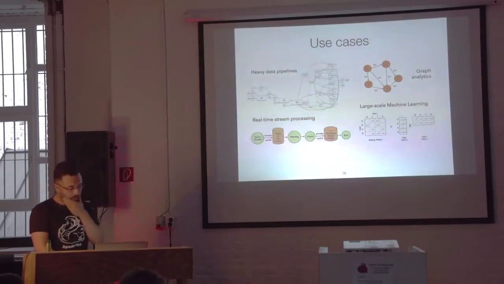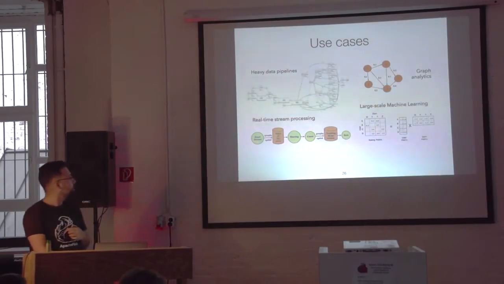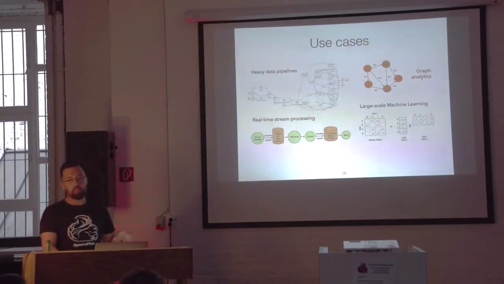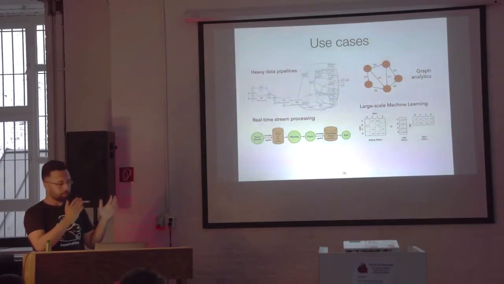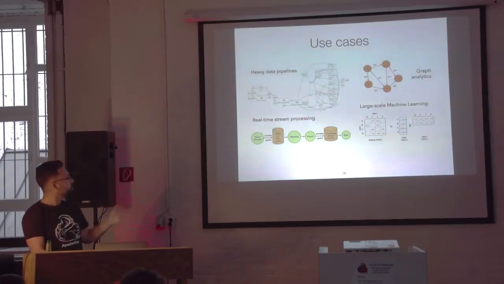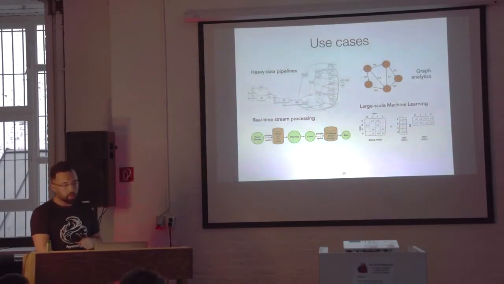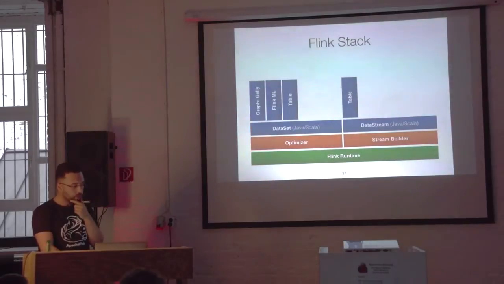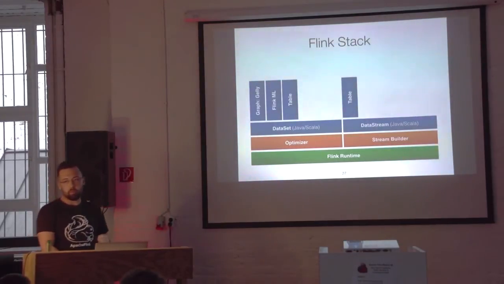And this is also what has been done with Flink. Up to now, there have been heavy data pipelines where it makes sense to split up the long pipelines in batches to make better use of the resources. We also have real-time stream processing jobs running, and with the newly introduced machine learning library and graph library, also pipelines for these applications.